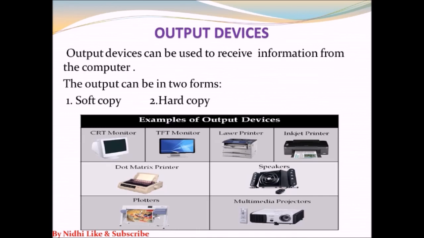Here you can see the examples of output devices. First, cathode ray tube monitor, thin film transistor monitor, laser printer, inkjet printer, dot matrix printer, speakers, plotters, and projectors. So these are the examples of output devices. So now we are going to see the categories of output devices.